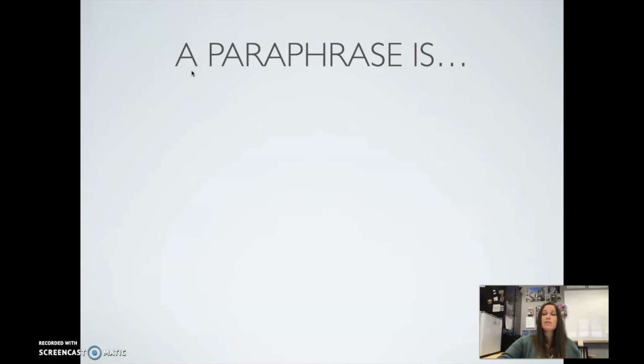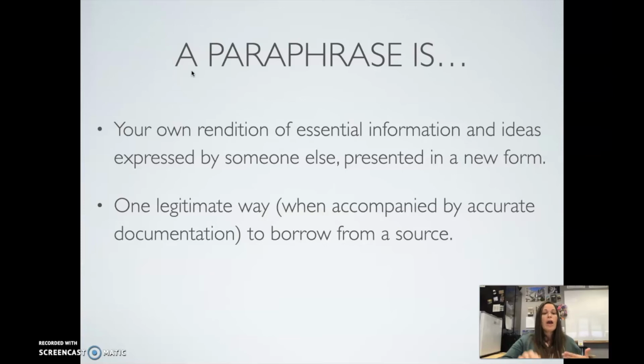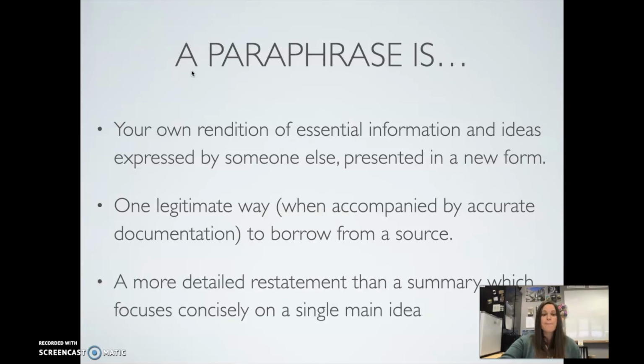Okay, quotes are great, and I'm always okay with you using them. However, paraphrasing is also okay and appropriate. A paraphrase is your own rendition of essential information and ideas expressed by someone else presented in a new form. Wow, that was a mouthful. So it's basically your version of what somebody else said, okay? It is one legitimate way to borrow from a source, right? You still have to cite it, and you still have to give credit to somebody, saying, hey, this is somebody else's idea, I'm just putting it in my own words. So you still have to cite it, but you can actually borrow from a source in that way.